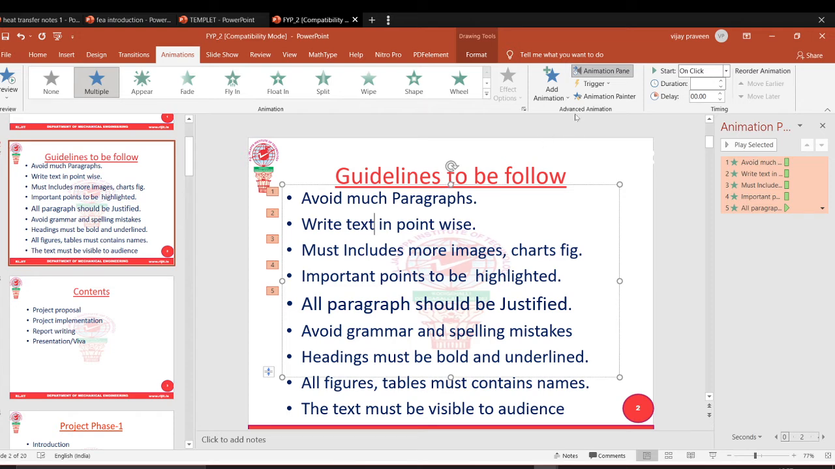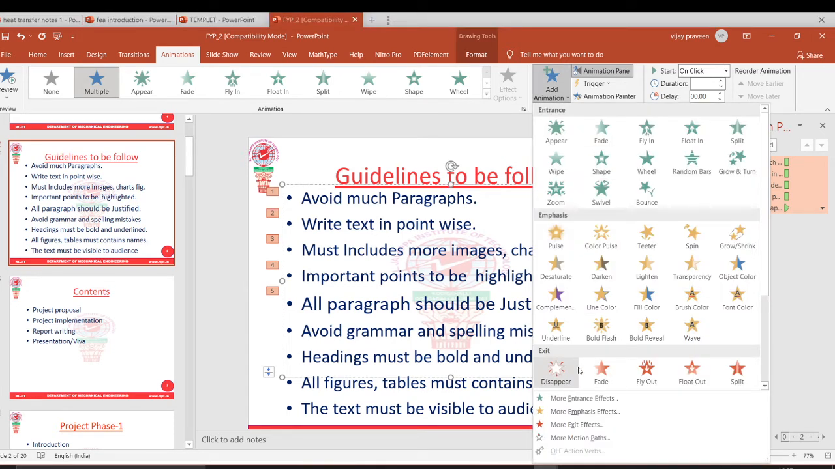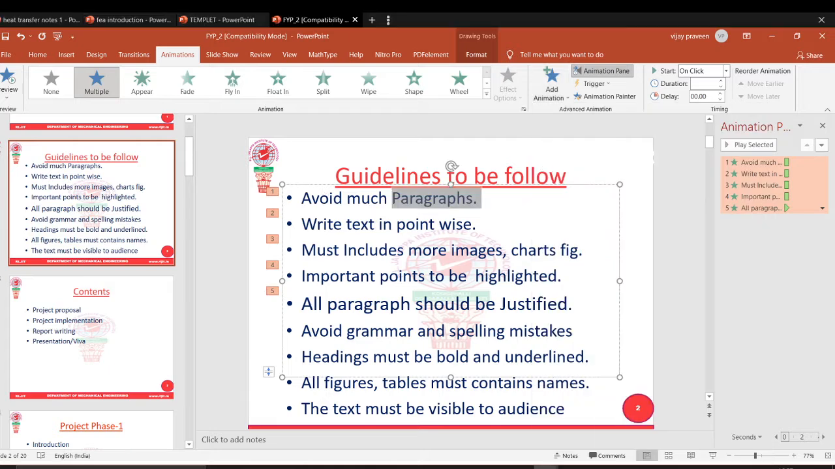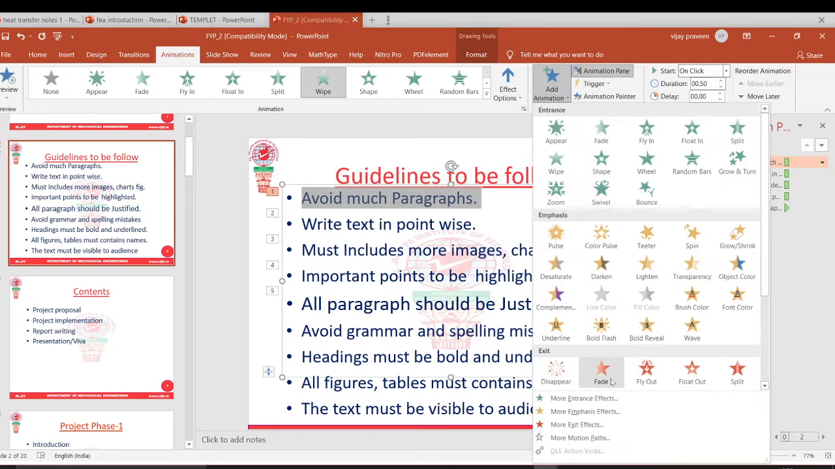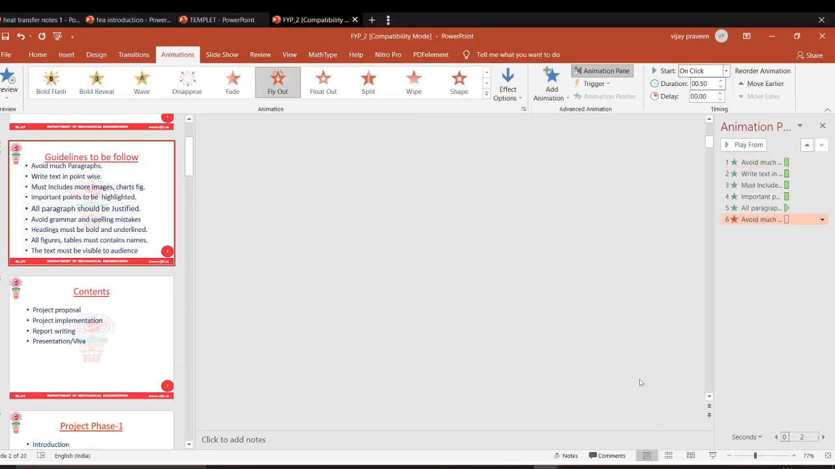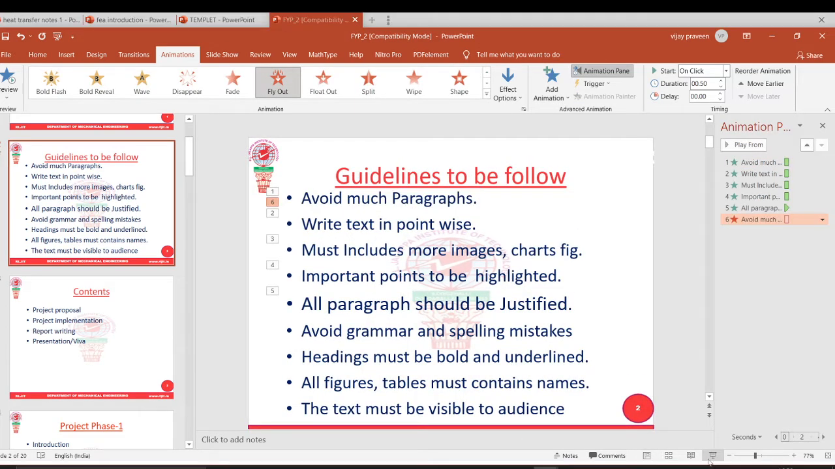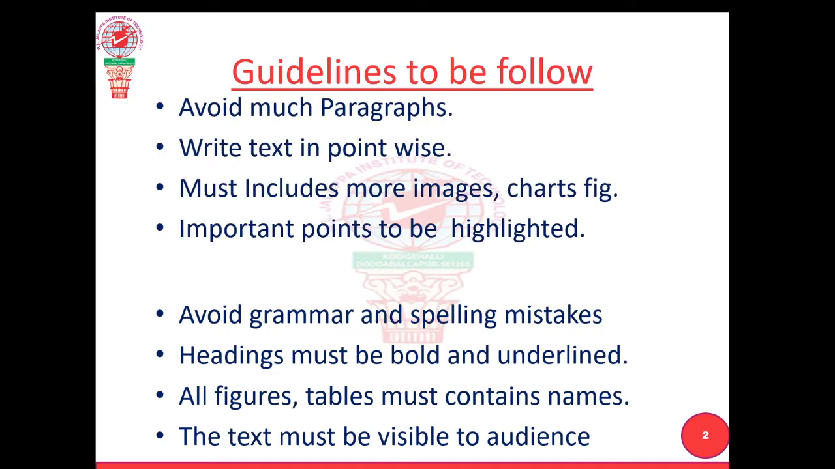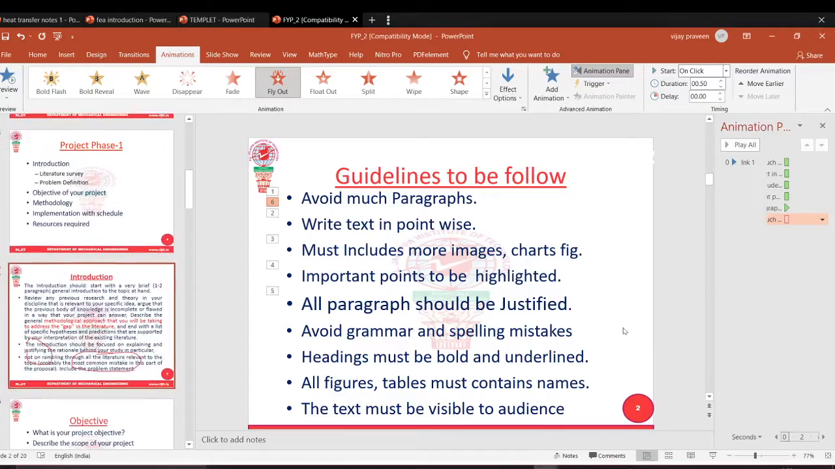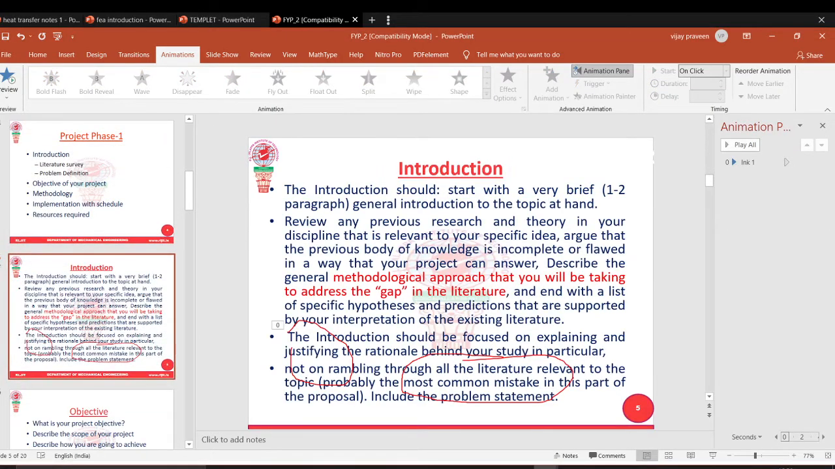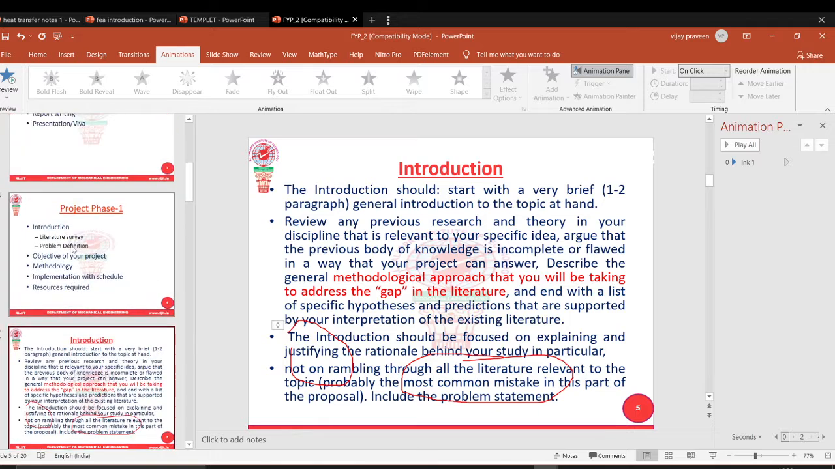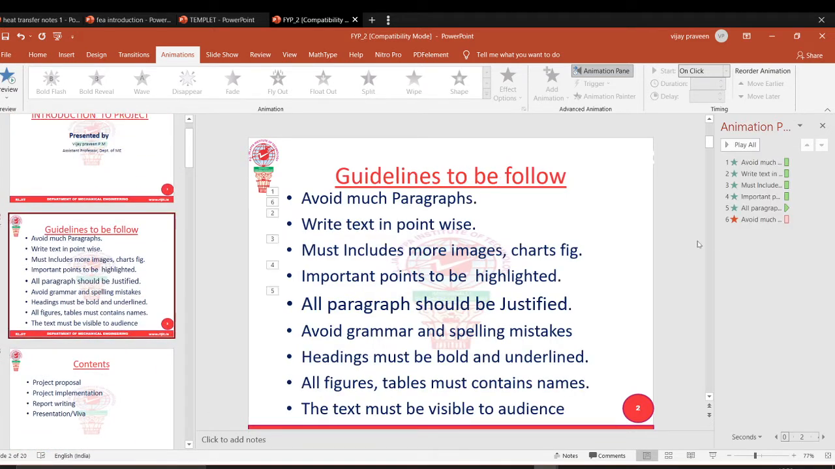Then there is an option, Exit. What does exit mean? Suppose one point is visible. After that, it has to go off. It should not be visible again. Therefore, I can give it now. Add Animation, Exit. It has to be exit now. So what happened? If I play it, it will go up. The first point automatically went up. So this is known as exit and entrance.